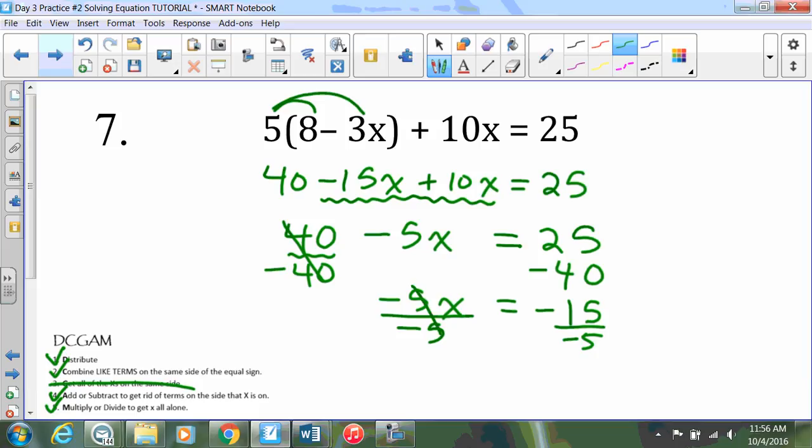So -5 divided by -5, that is 1. I could write 1x, but I just write x. -15 divided by -5, that is 3. And that is our answer.